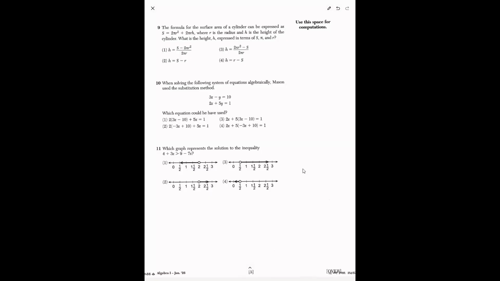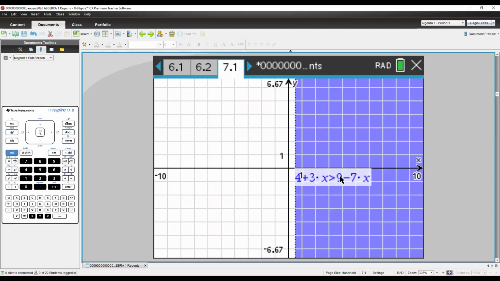So all I'm going to do is go graph this. Anytime you have an inequality, you can graph it. So I've already done this, and let me do a little cleanup if I can. I want to take this. Can I move this? I would like to be able to move this. Yeah, I'm going to move this out of the way.